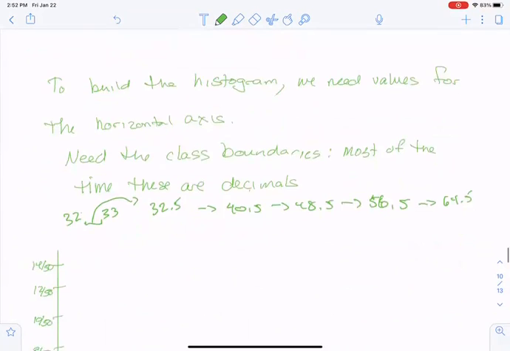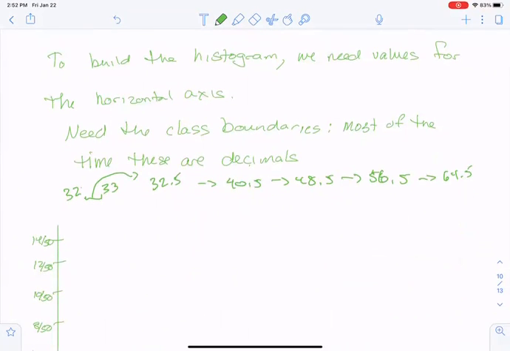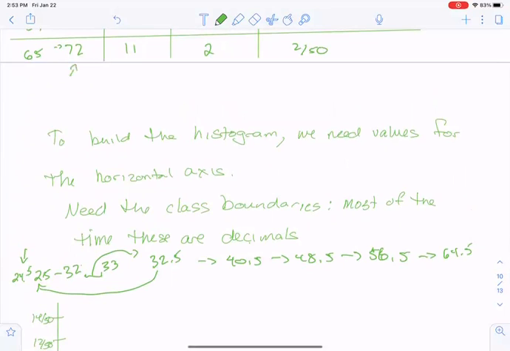Now, what we also want to include: if we look at this class right here, that first value is 25. There is no other class to the left of 25. But what we can still do is take the class width of 8 and subtract it and get 24.5 to be a starting class boundary for the first class. Likewise, this last class has an upper limit of 72. It is the largest class. There is no data point bigger than 72. But we can have an upper class boundary on the right there of 72.5.